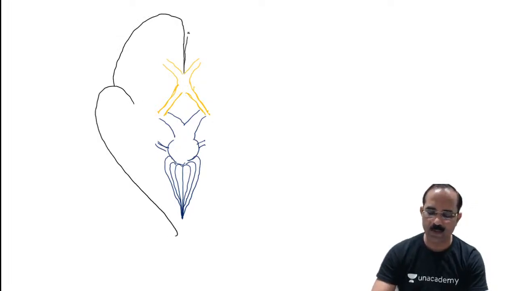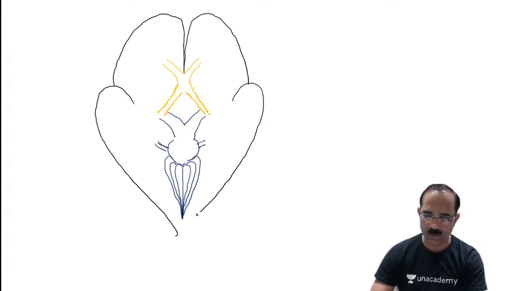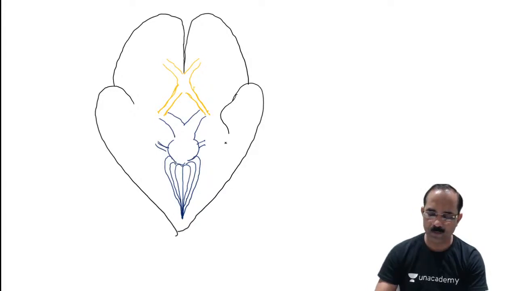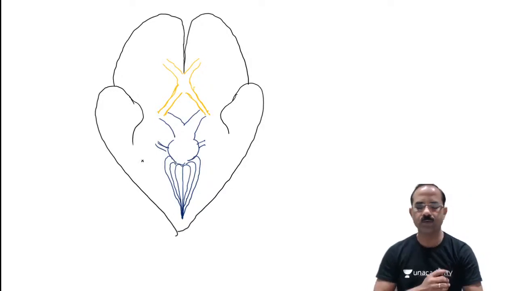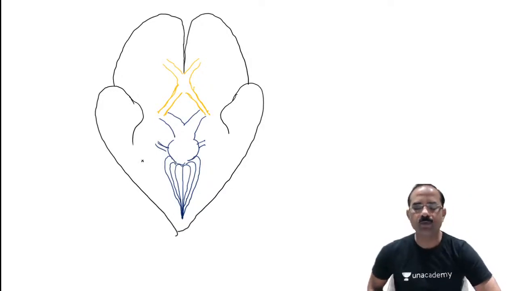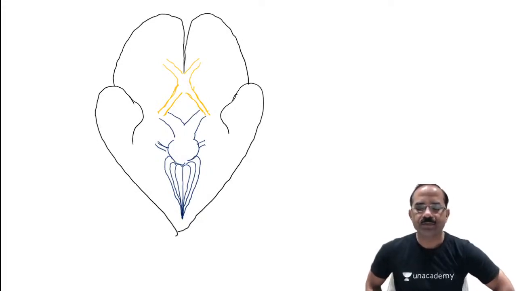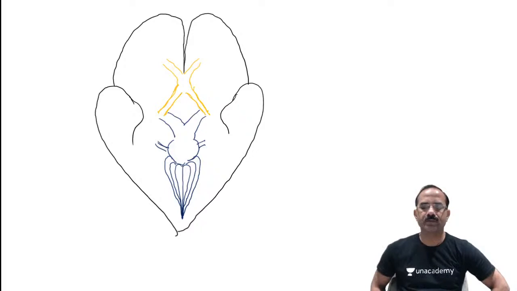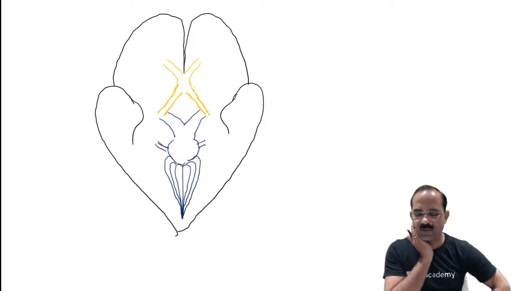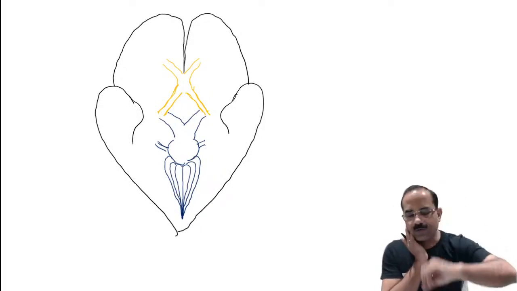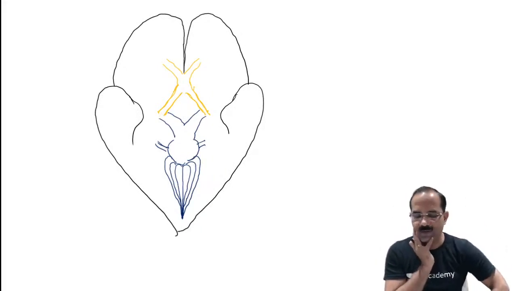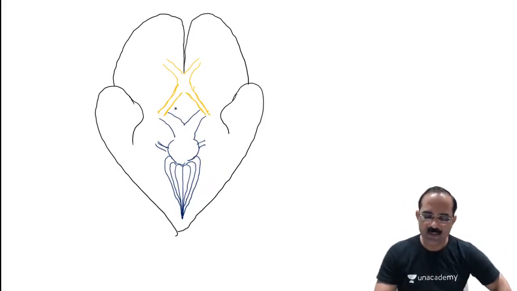View. कहाँ से देख रहे हो ये? Where are you looking this from? Bolo. What is this view of the brain? Can anyone answer this? Students, come on. This is a view from below, inferior view, inferior surface of the brain. Now, if you can just quickly tell me what are these?